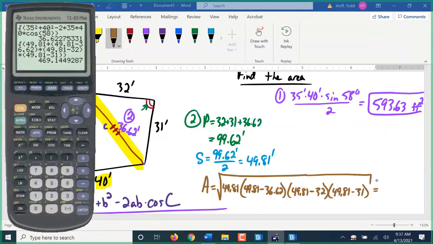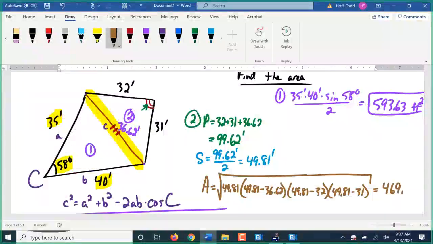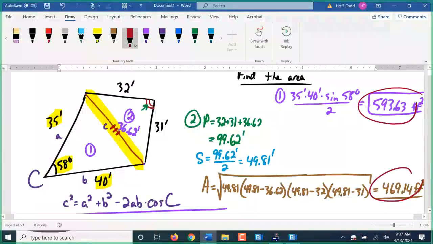469.14 feet. So our total area is just going to be adding those two together.